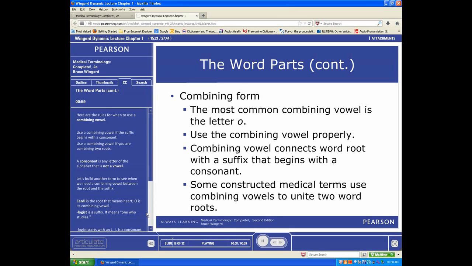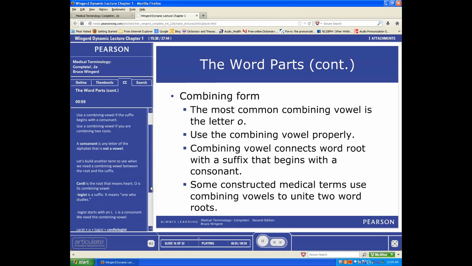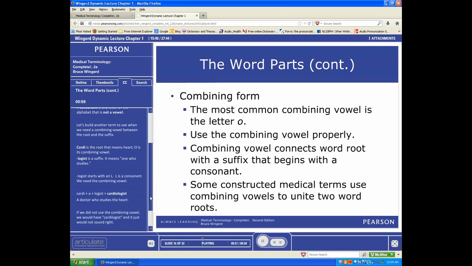Let's build another term to see when we need a combining vowel between the root and the suffix. Cardi is the root that means heart. O is its combining vowel. Logist is a suffix. It means one who studies. Logist starts with an L. L is a consonant. We need the combining vowel. Cardi plus O plus logist equals cardiologist, a doctor who studies the heart. If we did not use the combining vowel, we would have cardilogist, and it just would not sound right.